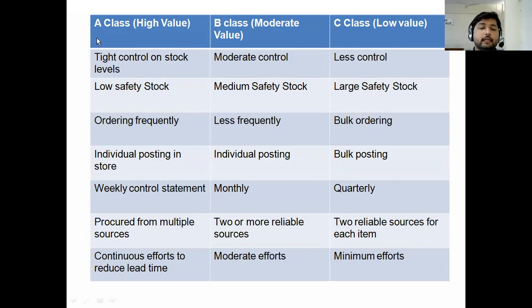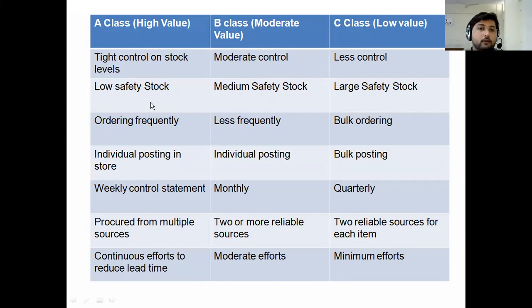So here A class items, high value items, will be considered, B class items, moderate value, and C class items, low value. And on which basis? Their price and their expenditure. On this basis, this classification is done. For A class items, we require tight control on stock levels, whereas for B class items we require moderate control, and for C class items we require less control.